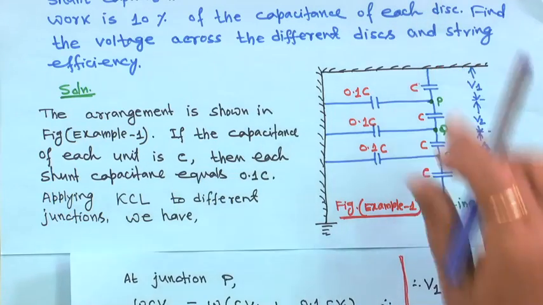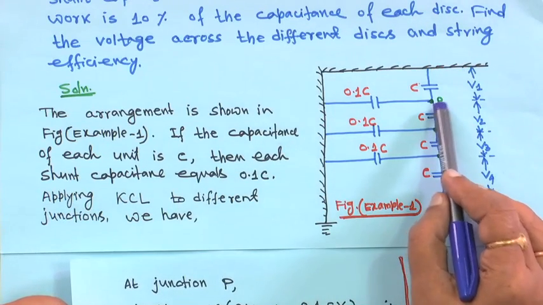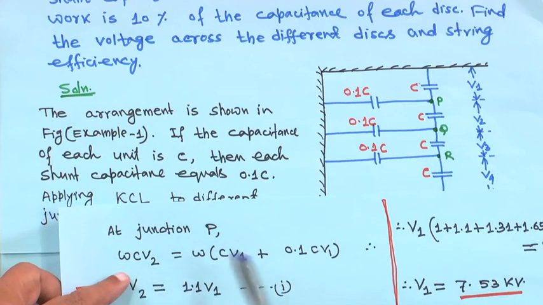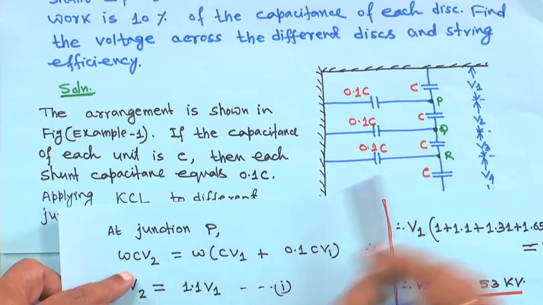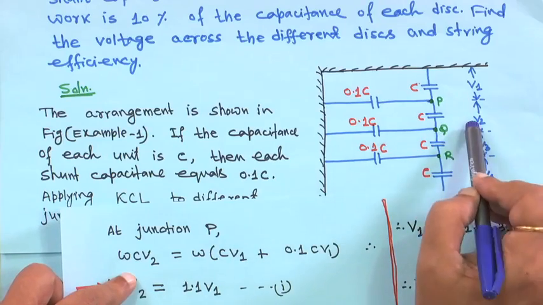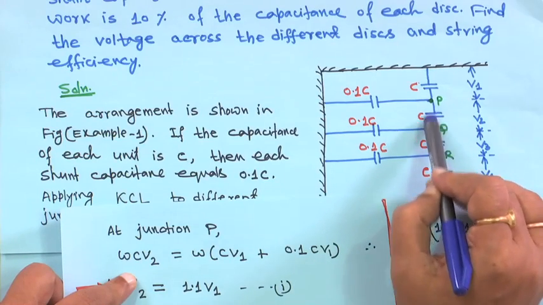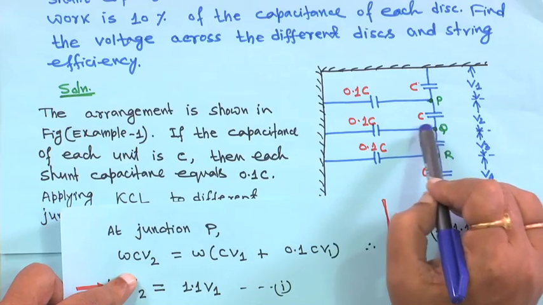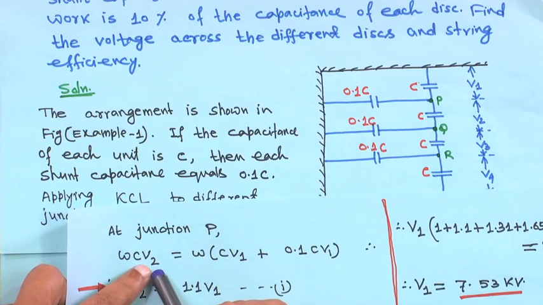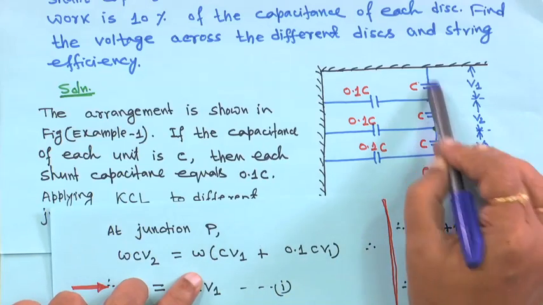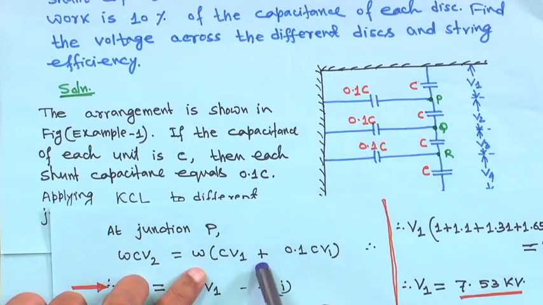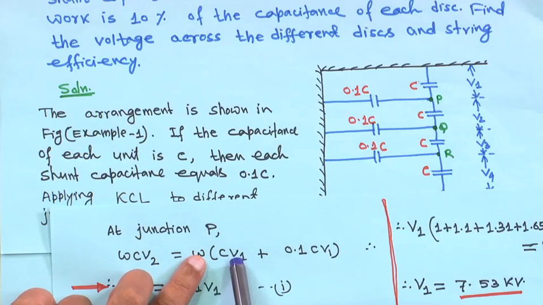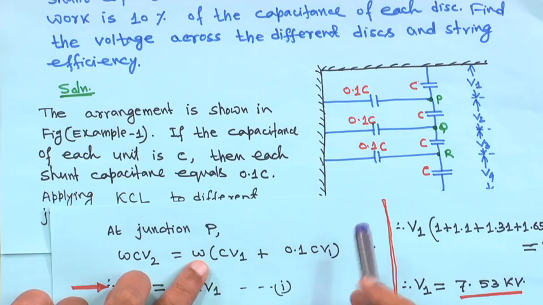So, at junction P, if you write this equation, it will be coming from that same equation: omega C V2, that means this current from Q to P, is equal to the current in this branch, omega C V1, omega taken common out. So, in brackets, omega C V1 plus omega into K C V1.